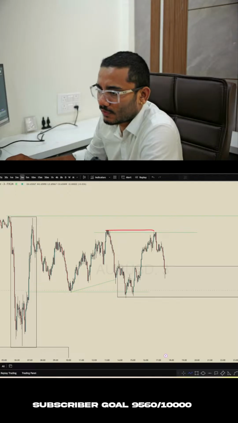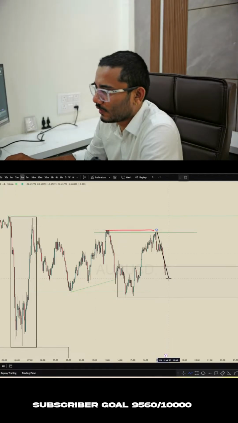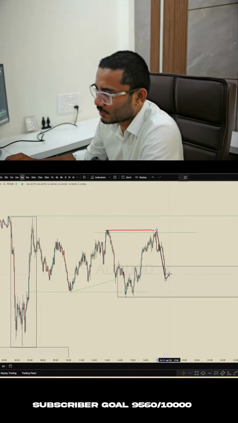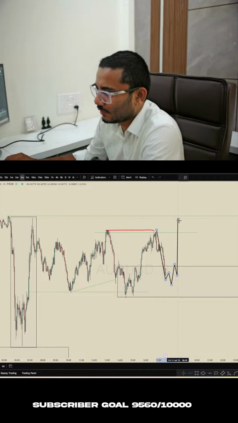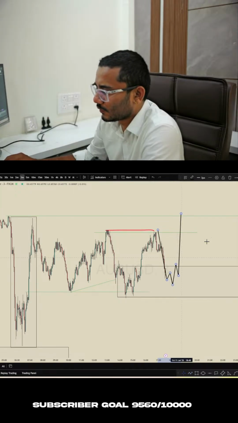And the second thing is I want price to create a new leg. Right now, it's in this leg only, so it can continue to the downside. What we want to do is we want price to sweep the liquidity. Even if one candle sweeps the liquidity and then it breaks the previous high, we'll still do it.